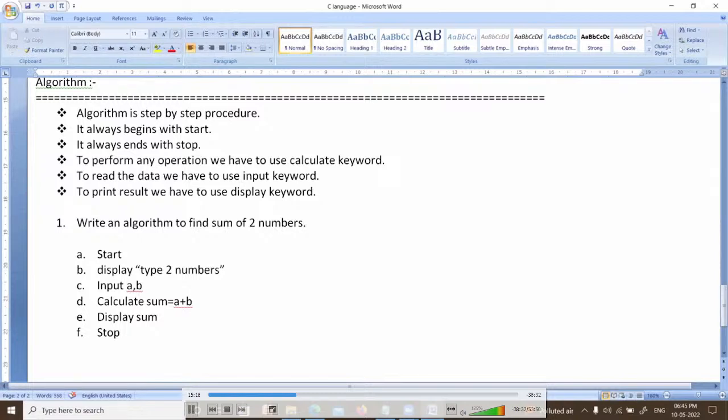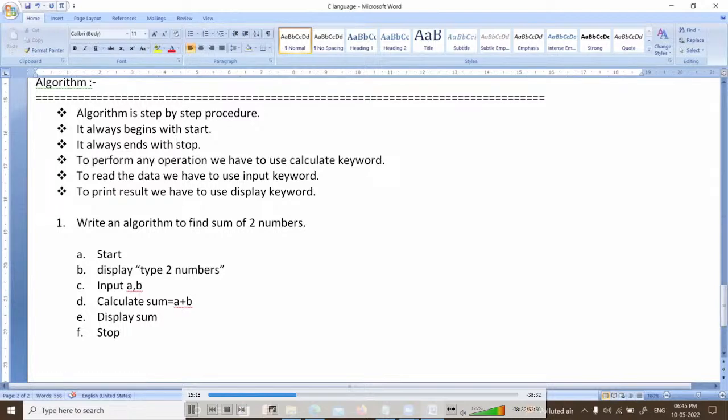How to read them? Before going to read, we have to ask type. What we require? Length as well as width we require. Right. How to read the data? By using which keyword? By using input keyword. Input of length means L, width means W. After reading length comma width, what we can do? We can find the area. To calculate anything, you have to use calculate keyword. Calculate. Area equal to length into width. Now you find the area.